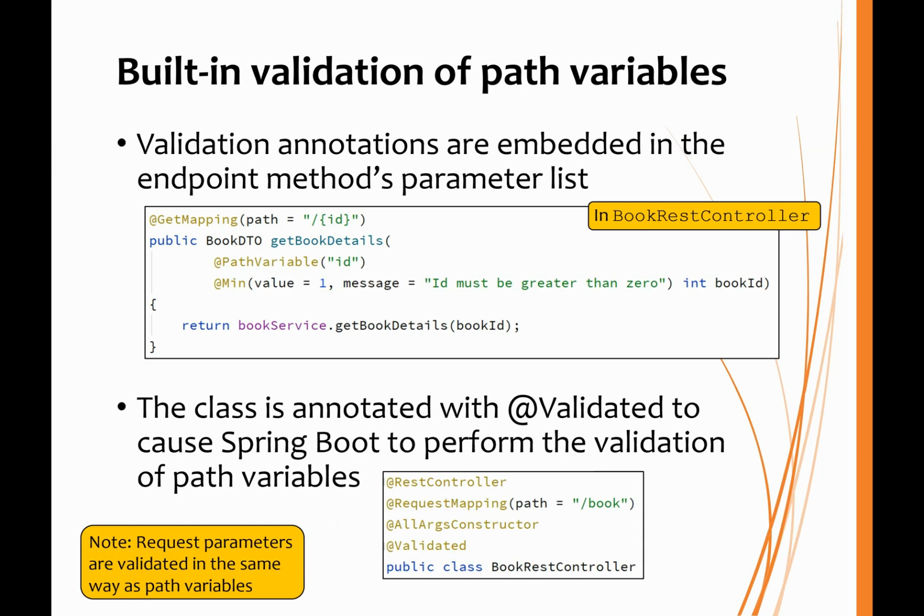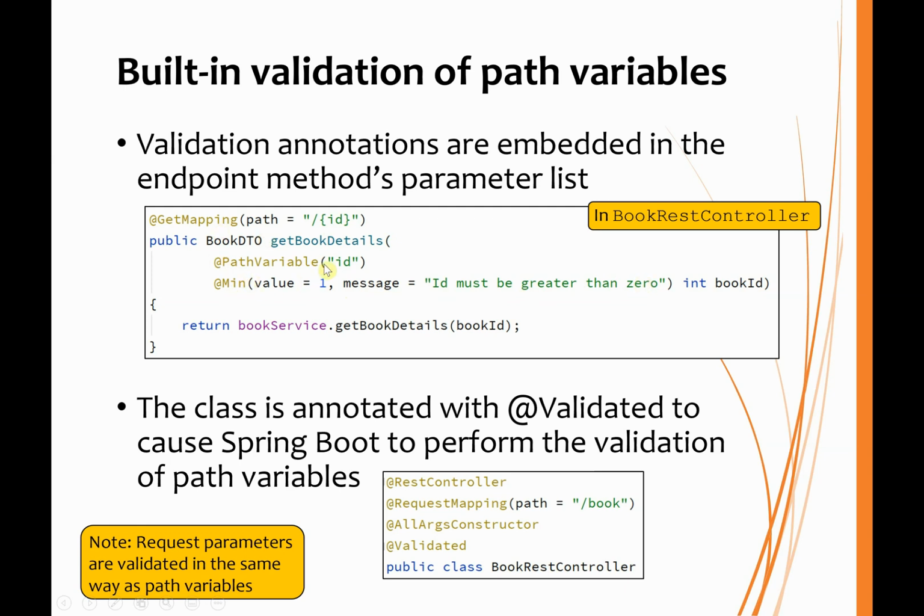We can also validate path variables. Here's an example of a get mapping that has got this path variable called ID. And you can see that in the endpoint method, we're identifying the path variable ID as being bound to the method parameter bookID. And we've introduced a validation annotation to say that to be considered valid, this path variable must have a value of 1 or more. And if there is an invalid value, this message will be associated with the error report.